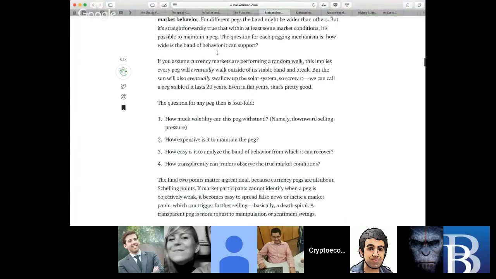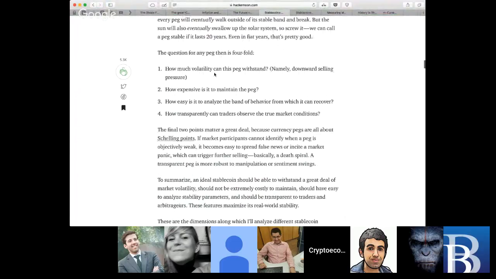Okay, so the problem that we are facing is that we have to be able to withstand enough volatility in this peg. It is expensive to maintain the peg at all times. You have to have a reserve at hand in order to face those volatility deviations.